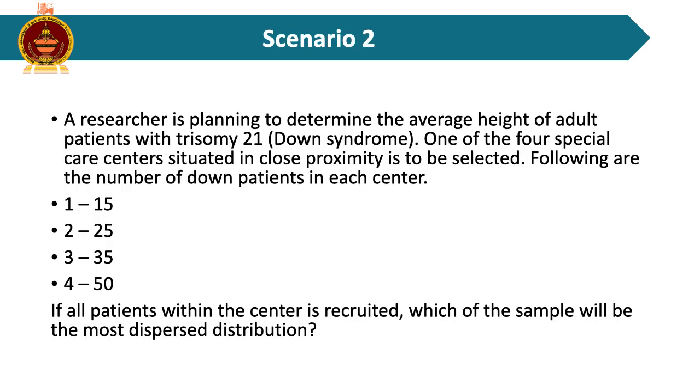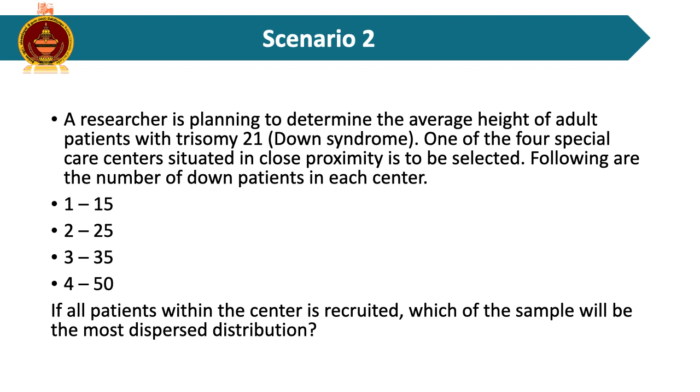Scenario 2. A researcher is planning to determine the average height of adult patients with trisomy 21 or Down syndrome. One of the four special care centers situated in close proximity is to be selected. Following are the number of Down patients in each center. Now, in this study, we are going to select one center as our study setting and we are going to recruit all patients within the center as our study sample.